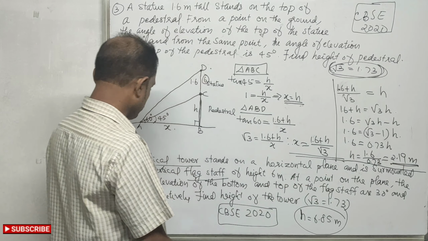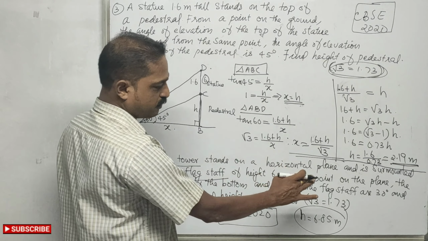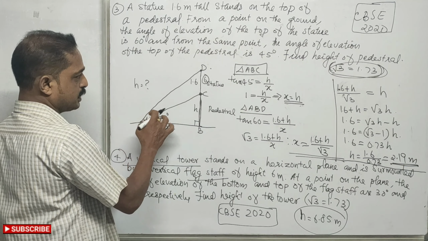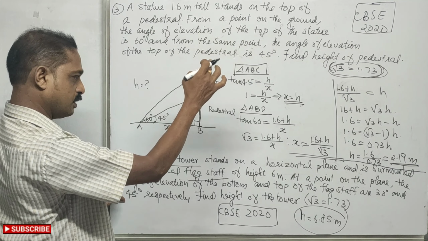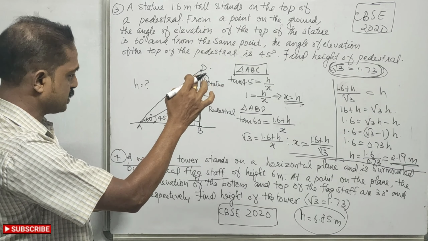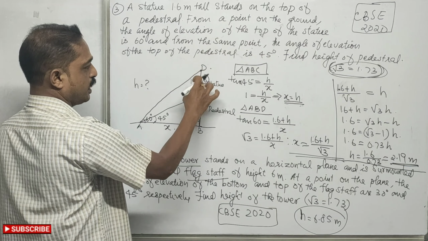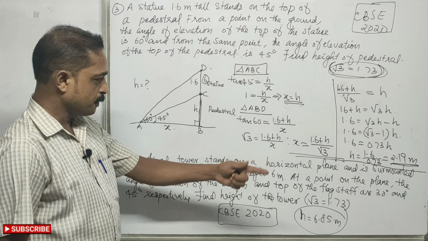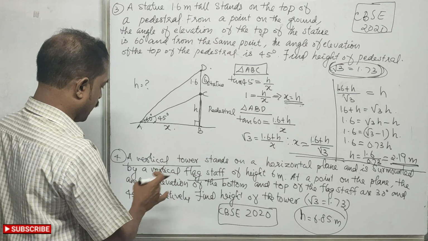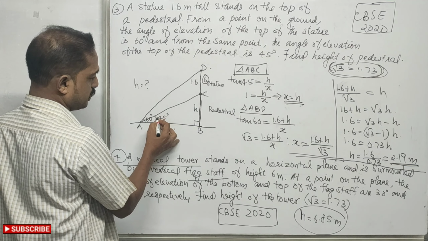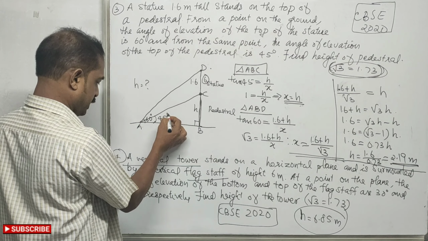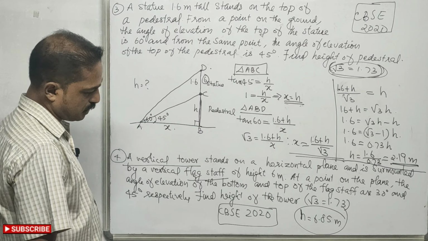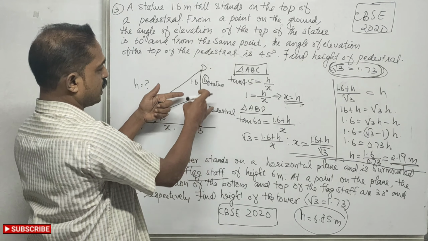At a point on the plane, the angles of elevation of the bottom and top of the flagstaff are 30 degree and 45 degree respectively. So this is the top of the flagstaff and this is the bottom of the flagstaff. This angle is 30 degree and this angle is 45 degree respectively. Find the height of the tower. You are required to find out the height of the tower H.